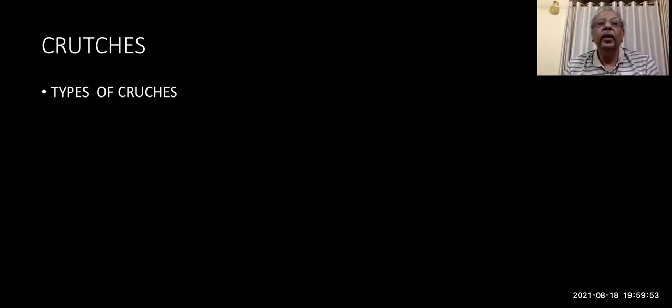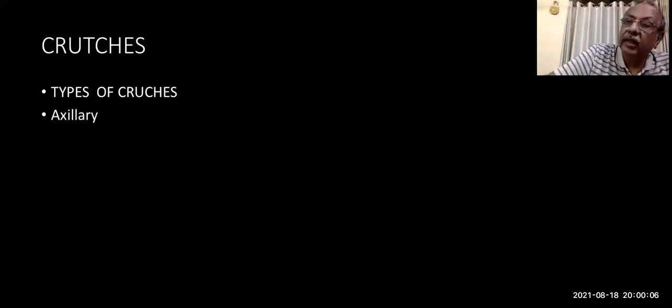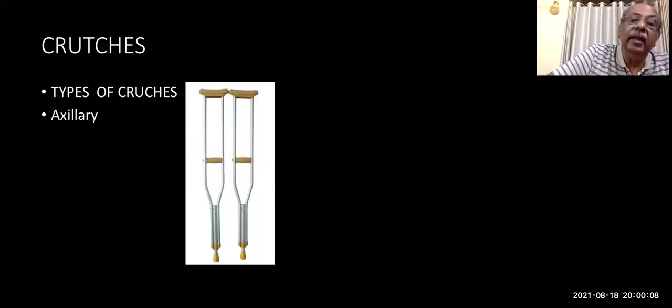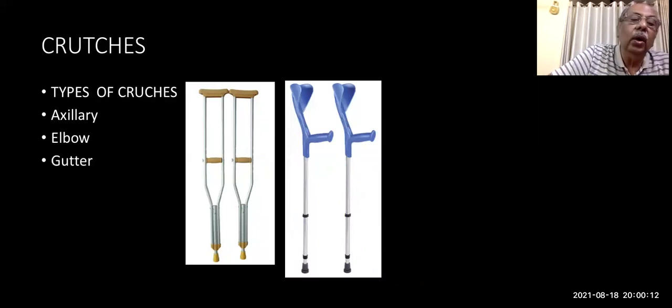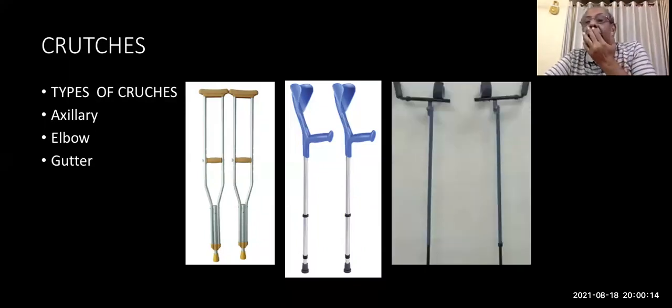Now we'll go into the next area, because once you go into the ward, there may be some crutches in the ward, and the examiner will take one of these pair of crutches and give it to you. So he will ask you what are the types of crutches. It can be either an axillary crutch, elbow crutch, or a gutter crutch. These are the three various types of crutches that are commonly used.